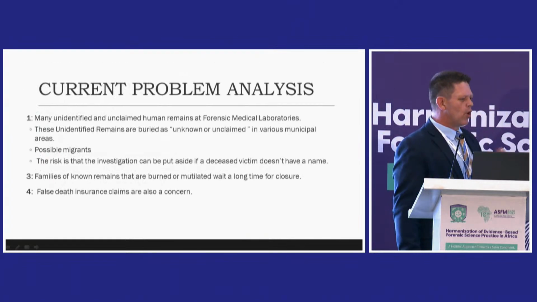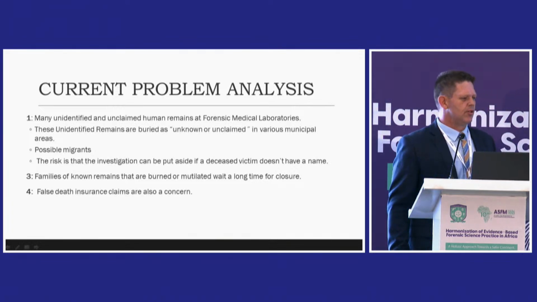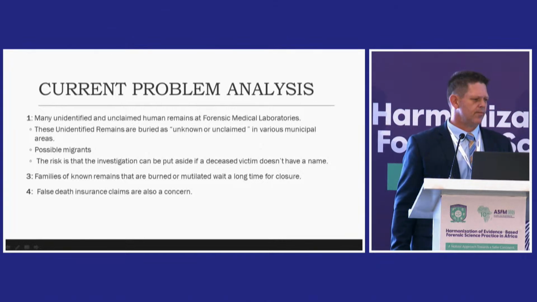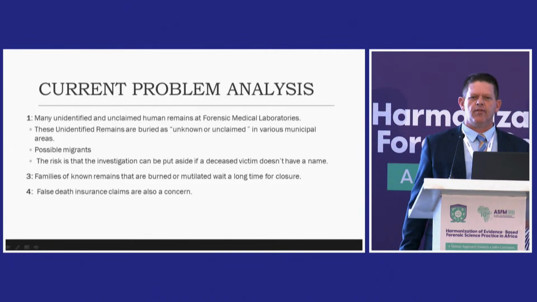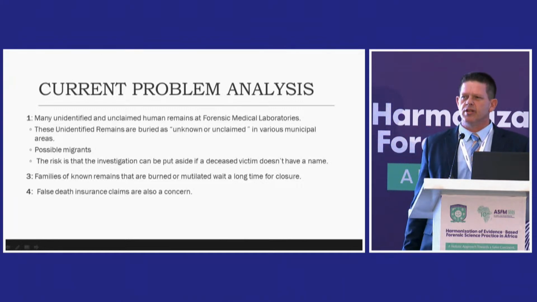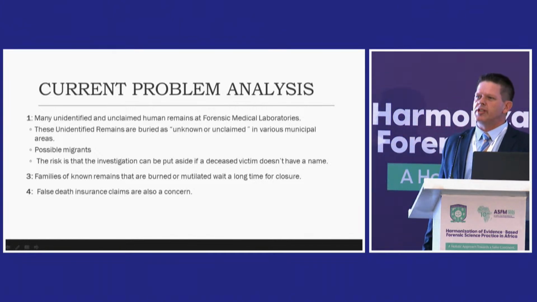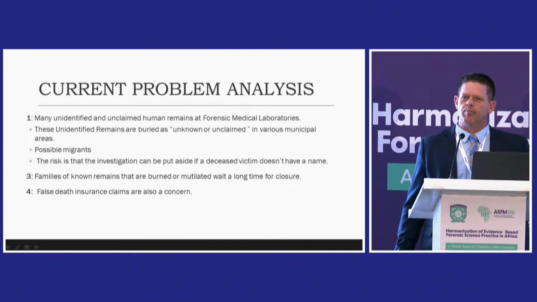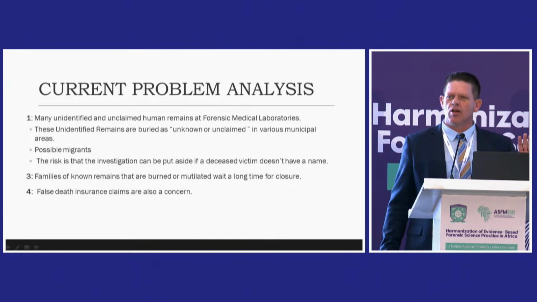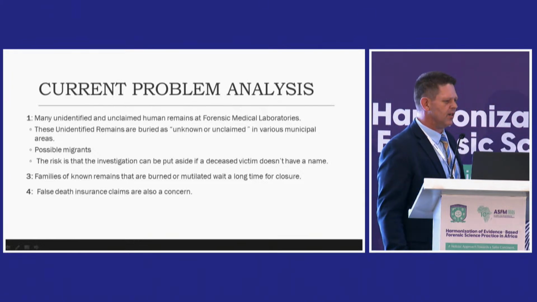So what's the current problem? We need to look at problems. Many unidentified human remains in our laboratories, like we see in the newspapers. These unidentified human remains get buried as unknown or unclaimed in various places in our municipalities. This can be possible migrants, not just illegal migrants, but also legal migrants. Because if you get left next to a road without any identification and your fingerprints are sent to any place, there will be no hit on our systems, and you will also be buried as unidentified.